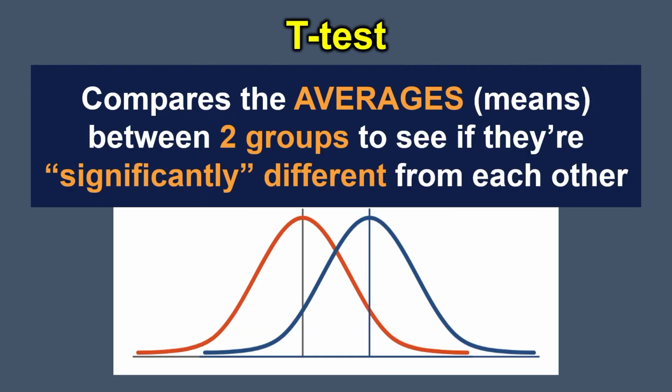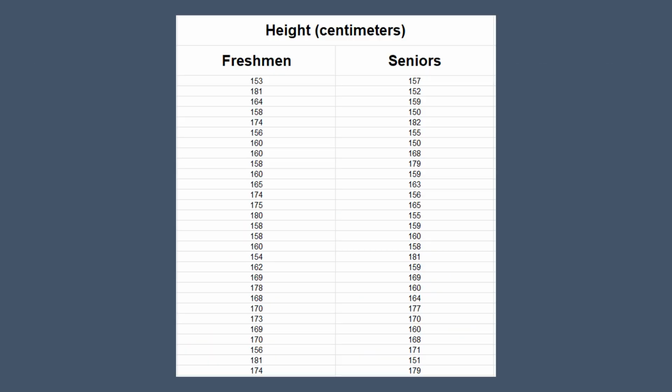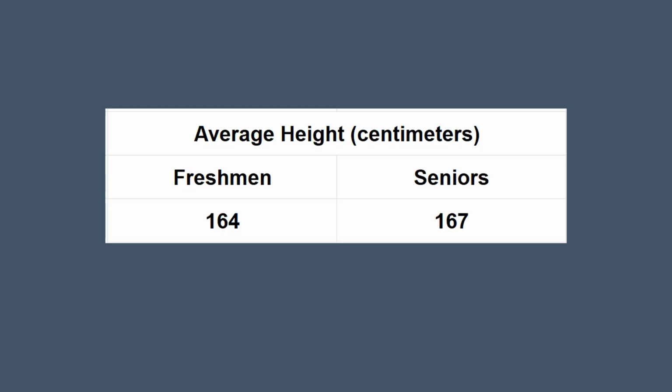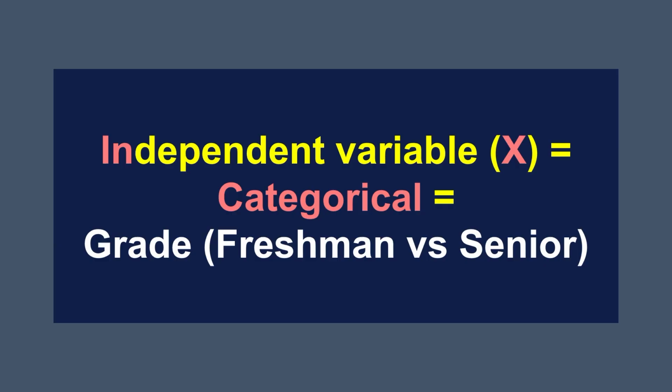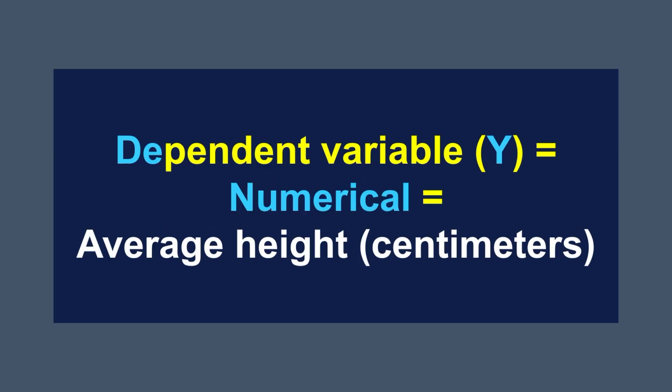A t-test is used when you want to compare an average between two groups. So let's say you go to a high school and you want to compare the average height between freshmen and seniors. You take the height of all the freshmen and all the seniors and get a mean, or average, for both of them. On average, who's taller? In this case, the independent variable, or x, is categorical. The data is split into 2 categories, freshmen and seniors. The dependent variable, or y, is numerical. It's average height, which can be a wide range of numbers.